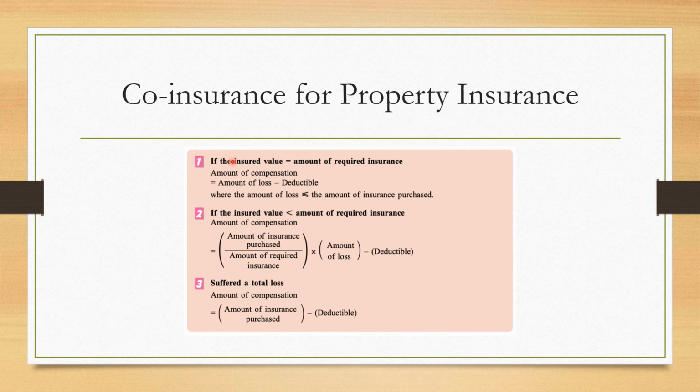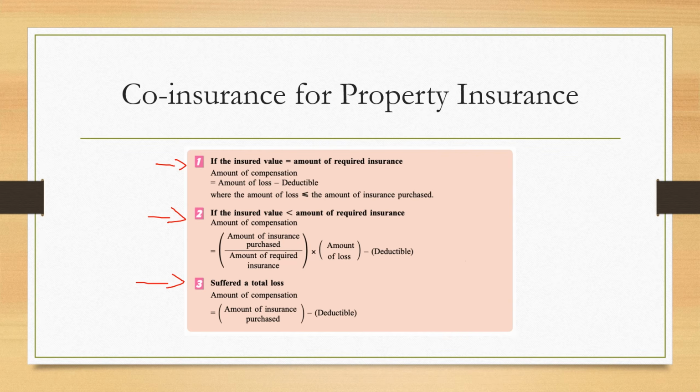For this topic, there will usually be three scenarios: 1, 2, 3. These are the three scenarios right here. The insured value equals the amount of required insurance; the insured value is less than the amount of required insurance; or the property suffers a total loss. The question will tell you which scenario applies, so you work accordingly, based on what the question specifies.